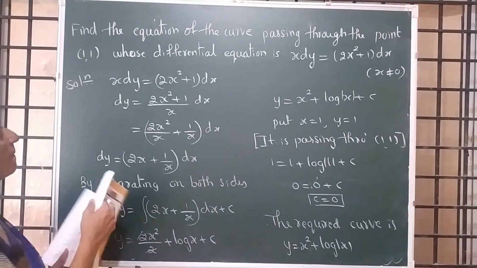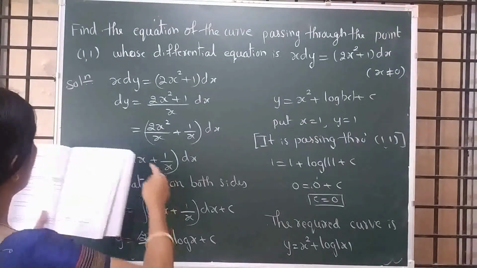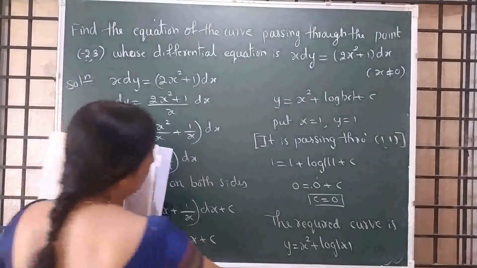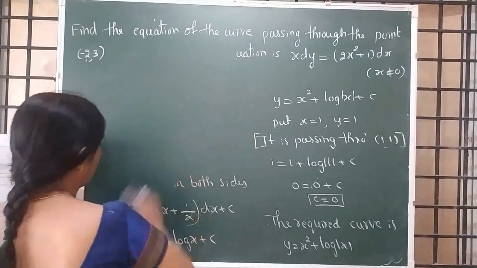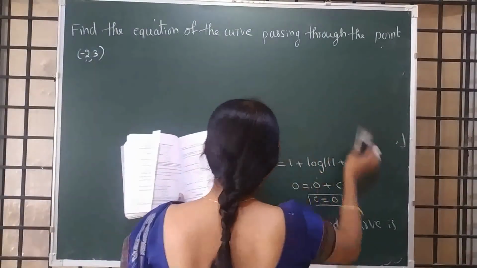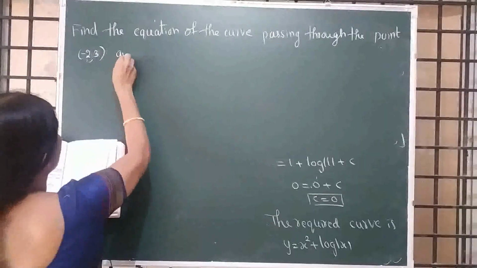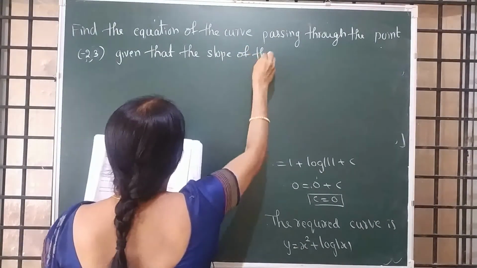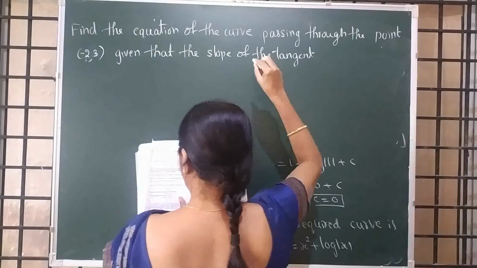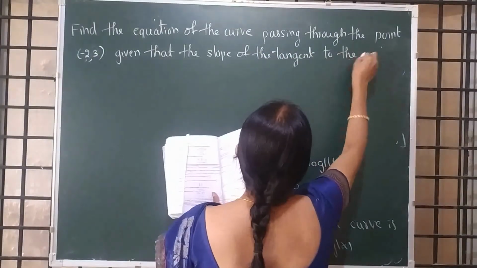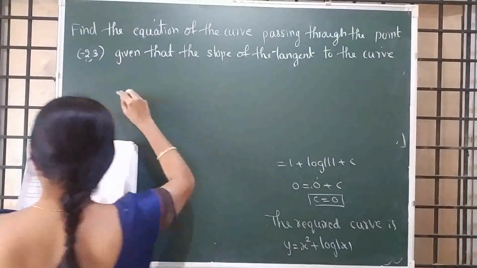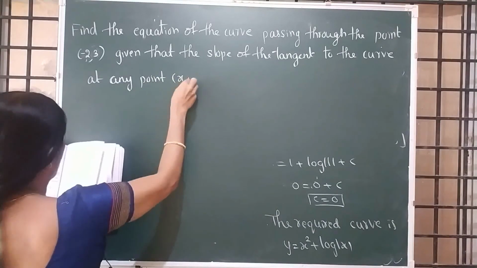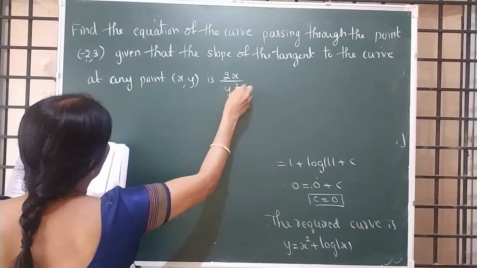Write one more question. Find the equation of the curve passing through the point minus 2 comma 3, given that the slope of the tangent to the curve at any point x comma y is 2x upon y square.